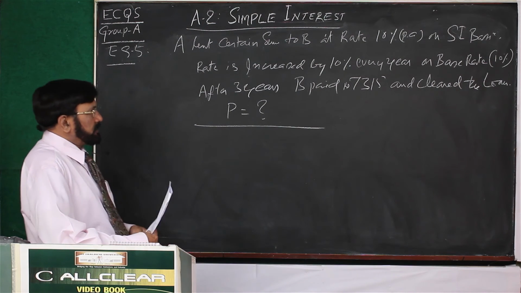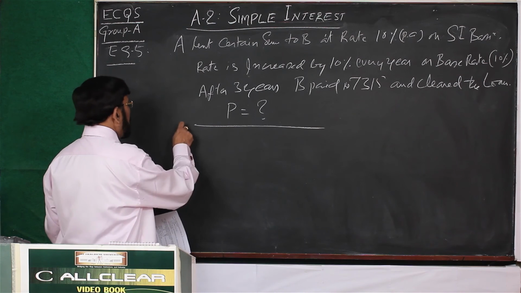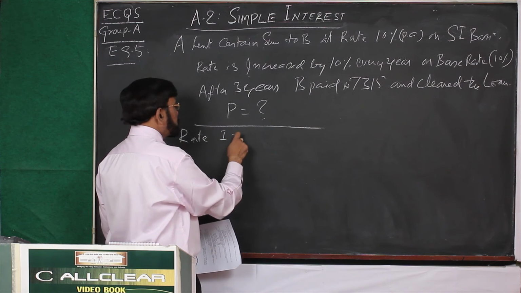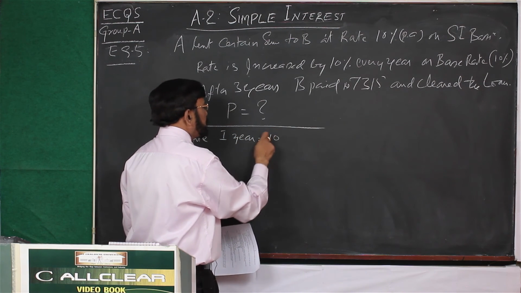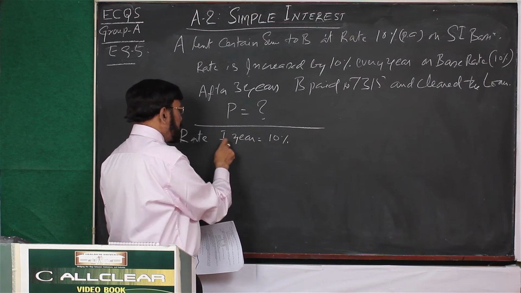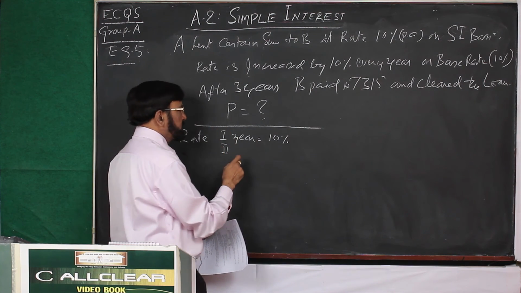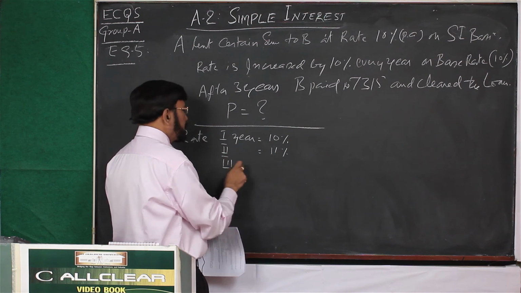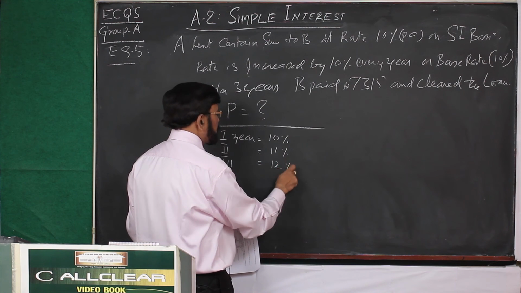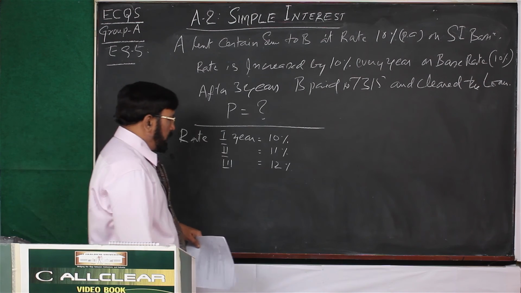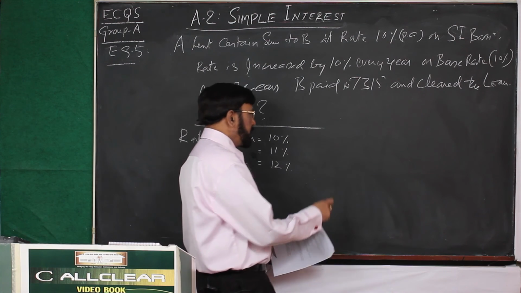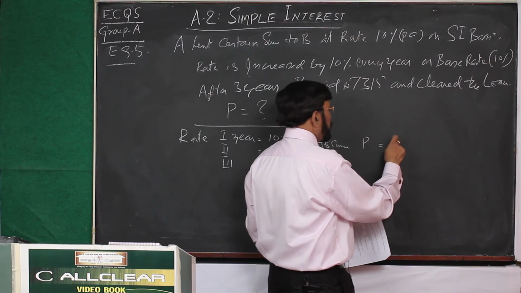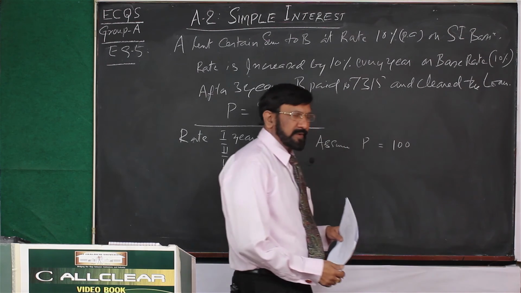Here, just first understand this principle, rate: first year it is 10%, and second year it is increased 10% on the 10%. So, second year it comes 11%, and third year it comes 12%. Now, first you understand this point. Thereafter, assume P is 100 rupees.